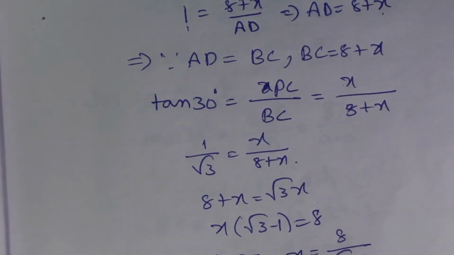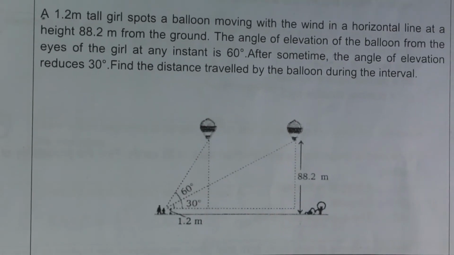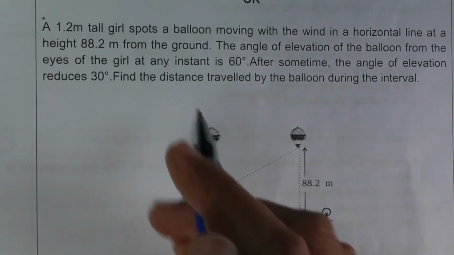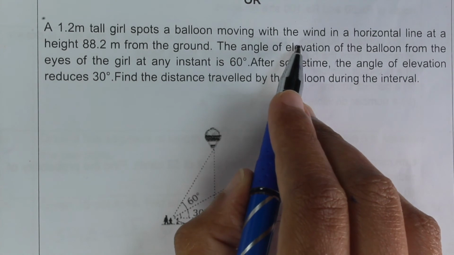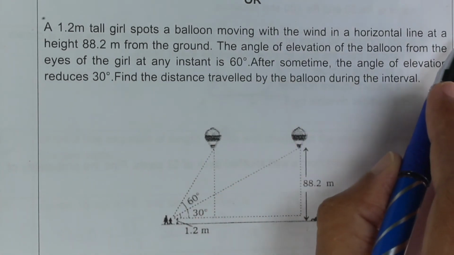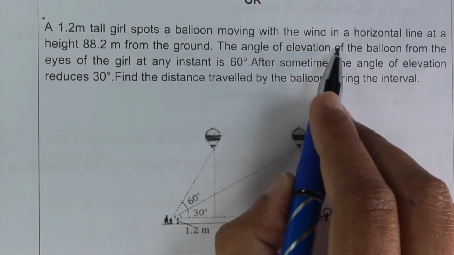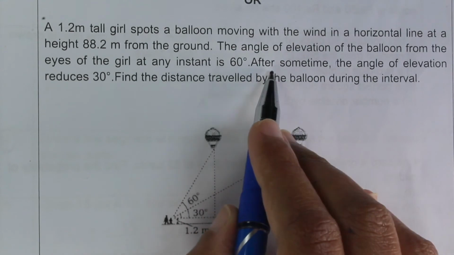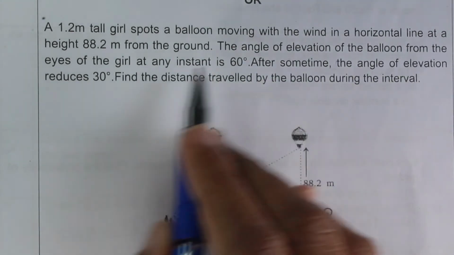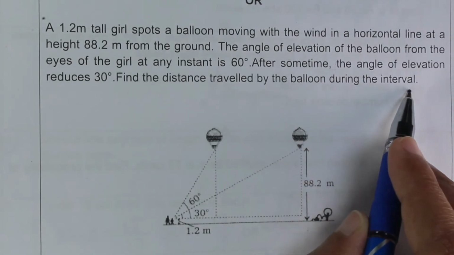Now let's move to the choice question in this problem. A 1.2 meter tall girl spots a balloon moving in the wind in a horizontal line at a height of 88.2 meters from the ground. The angle of elevation of the balloon from the eyes of the girl at any instant is 60 degrees. After some time, the angle of elevation reduces to 30 degrees. Find the distance travelled by the balloon during the interval.